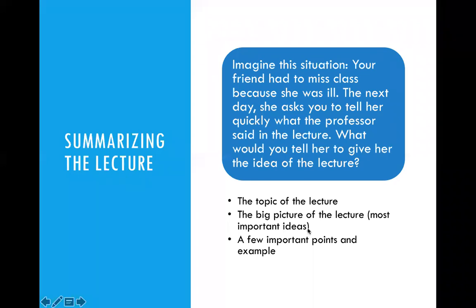Well, let's put it in this way. If your friend had to miss the class because she was ill, the next day she asks you to tell her quickly what the professor said in the lecture. What would you tell her to give her the idea of the lecture? Here are 3 key points you should share with her. 1. The topic of the lecture. 2. The big picture of the lecture. In other words, the most important ideas. 3. A few important points and examples.